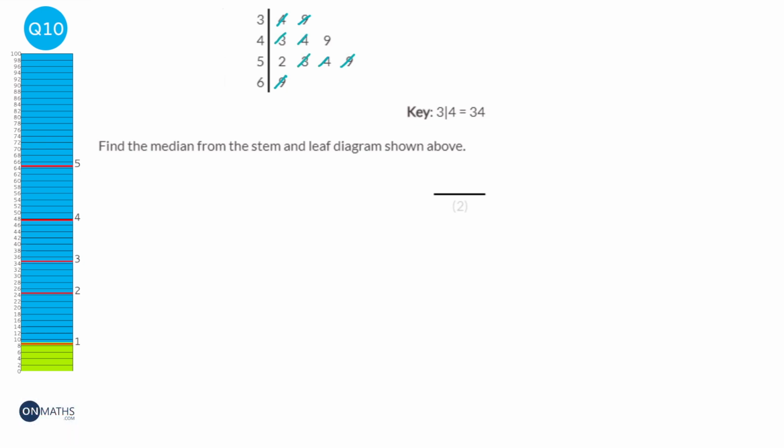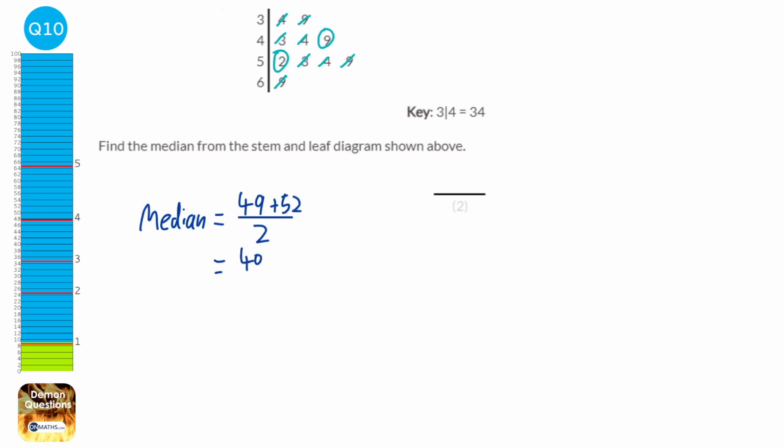Now, here's a problem. We're left with 2 numbers in the middle, this 49 and this 52. So whenever we're left with 2 numbers, what we do is we add them together, divide by 2. So to find the median, we're going to do 49 plus 52, and we're going to divide that by 2. So 49 plus 52 is going to be 101, divided by 2. And 101 divided by 2 is 50.5. And again, realise that 50.5 is halfway between 49 and 52.